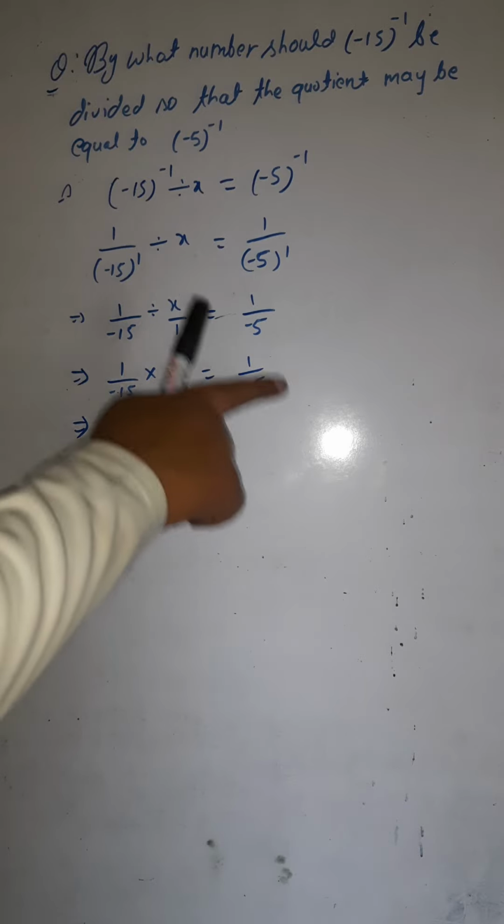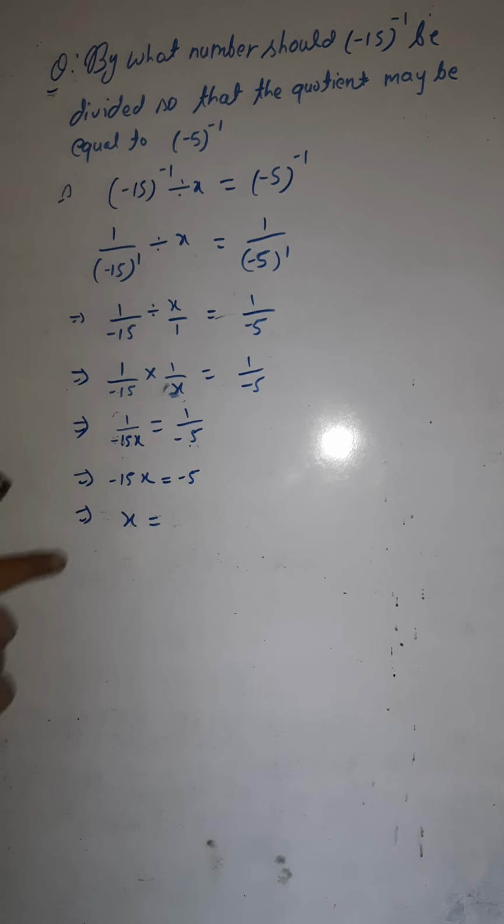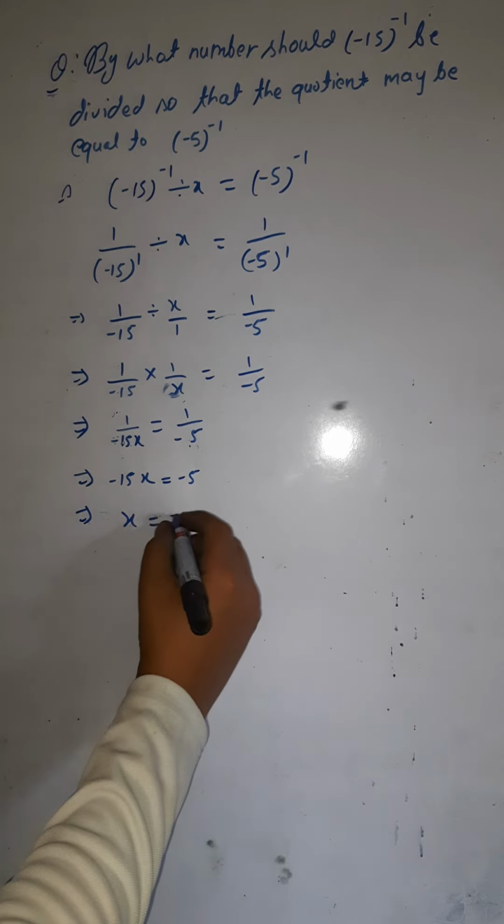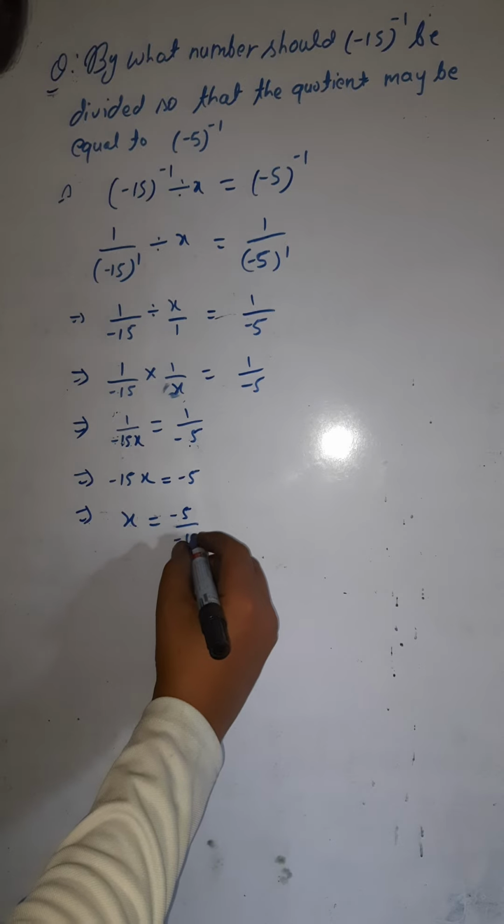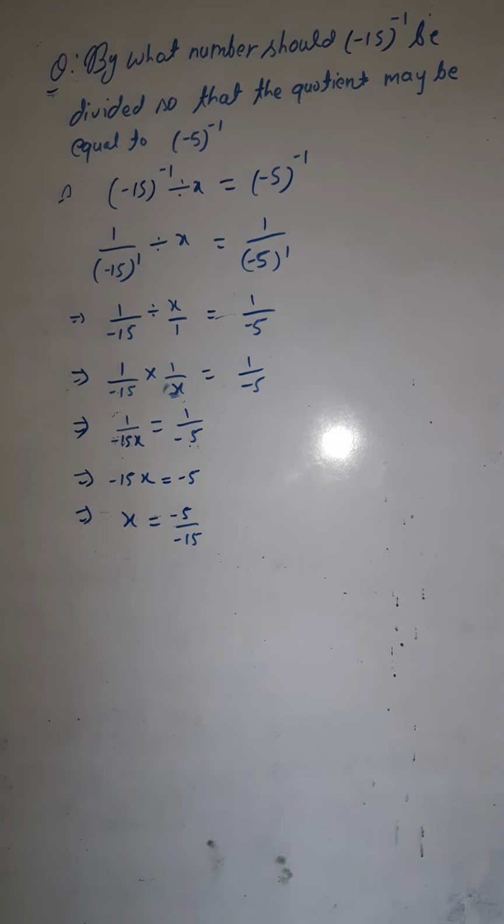This minus 15 would go there and it would divide there. Why? Because it is multiplying here. Minus 15x means minus 15 multiply x. Okay, so this 15 would go there and it would divide there. I can write it as minus 5 divided by minus 15. Hope you are getting this now.